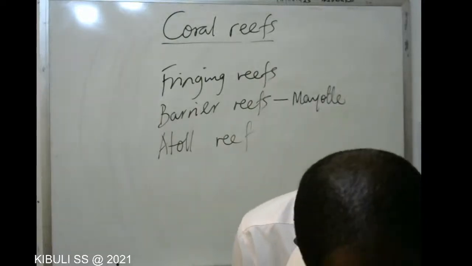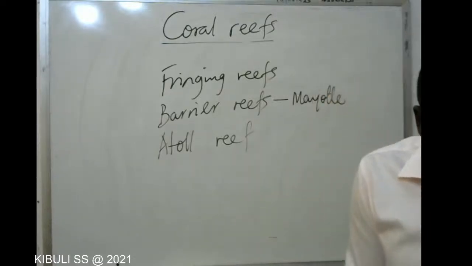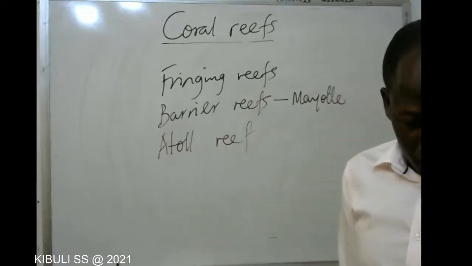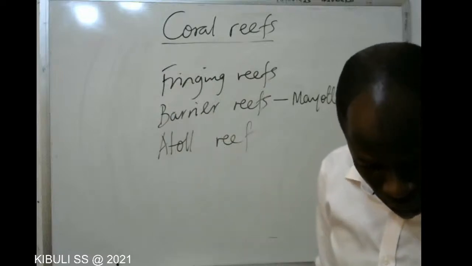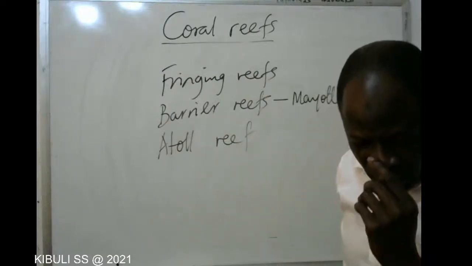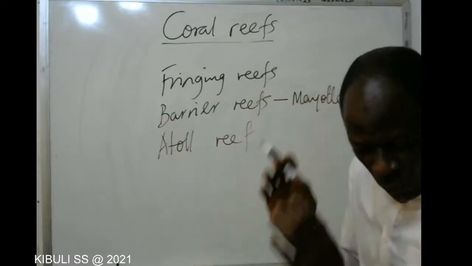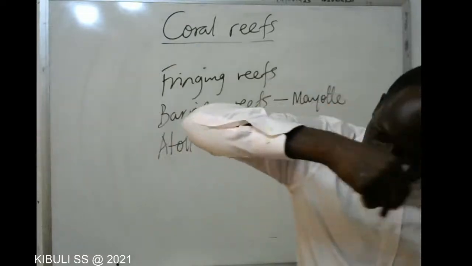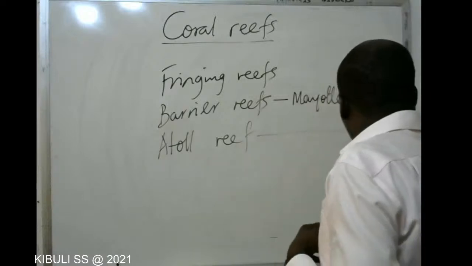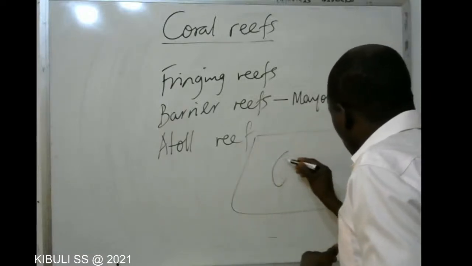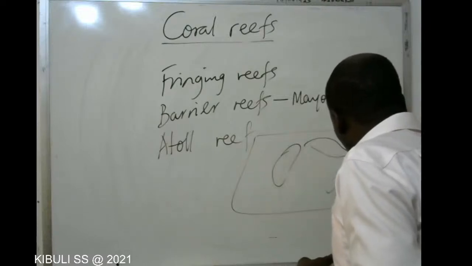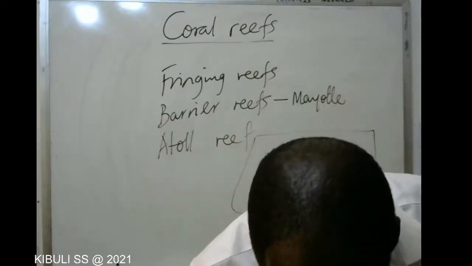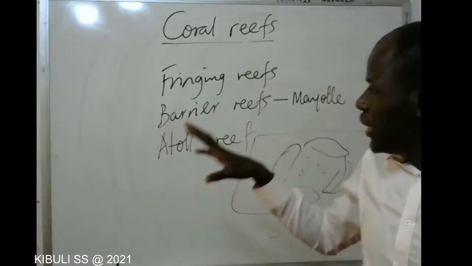And then the third one is called the atoll reef. The atoll reef is a circular or ring-shaped coral rock that forms very far from the coast, and it encloses a deeper and wider lagoon. So it's not near the coast, it's very far from the coast, and it is circular, and therefore it encloses that part of the sea. So in between here we have a deep and wider lagoon. So these are the three types of coral reefs.